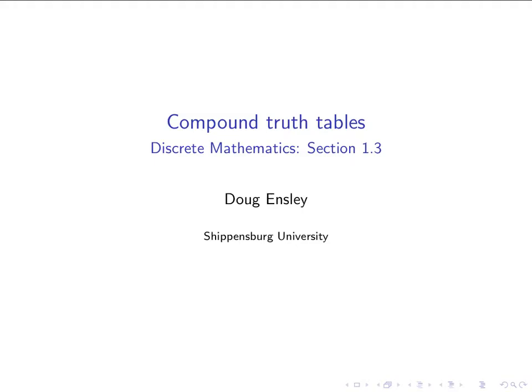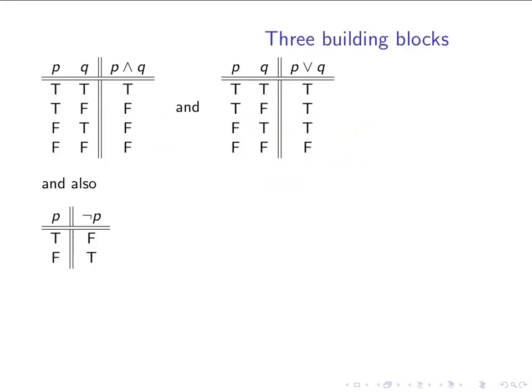In this video, I'm going to show you how to construct truth tables for compound propositional logic statements. In section 1.3 of the book, we have three building blocks, or three basic operations, in propositional logic, and we'll add to this before the chapter's over, but these are our three main types of connectives throughout propositional logic.